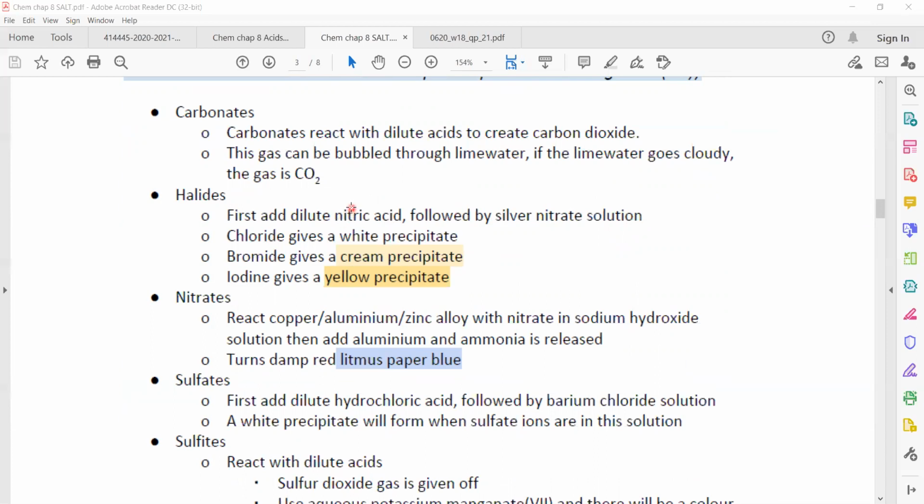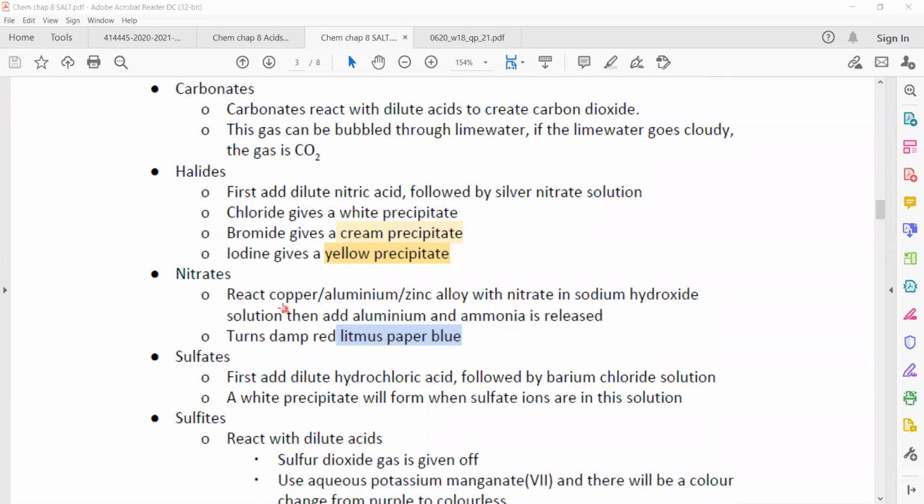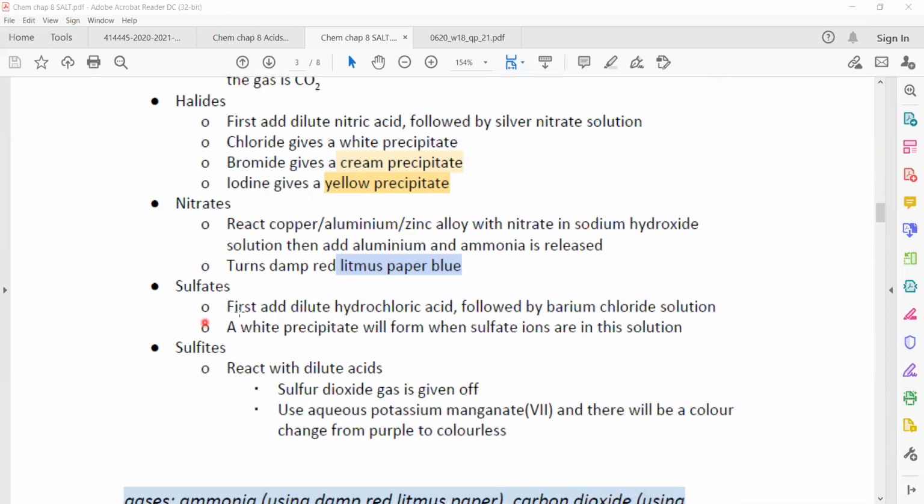If any carbonate is there, it will remove that carbonate from the solution. Nitrate, so we add aluminium powder and add sodium hydroxide and heat. Ammonia gas is given off, but we can use other metals, such as copper, aluminium, zinc alloys. Sulfate, we add barium nitrate or barium chloride.